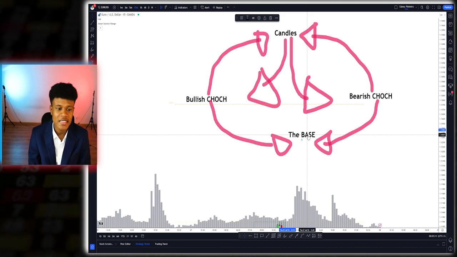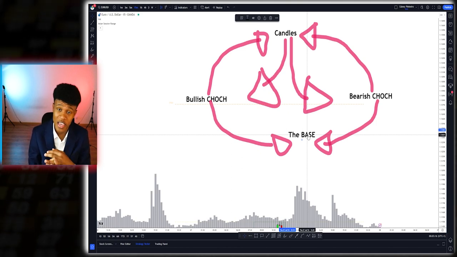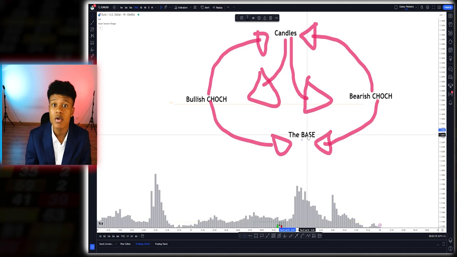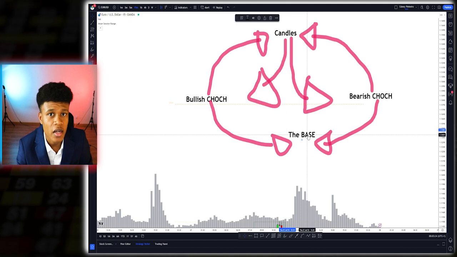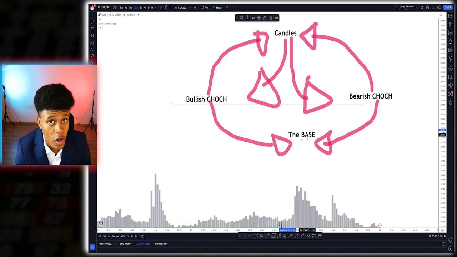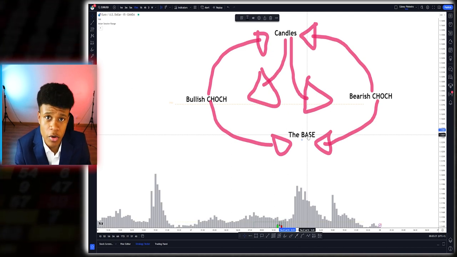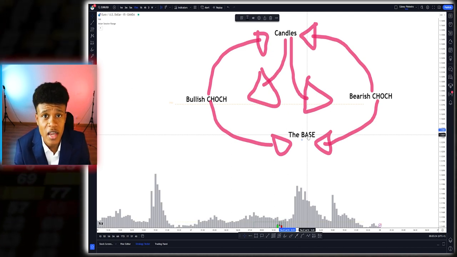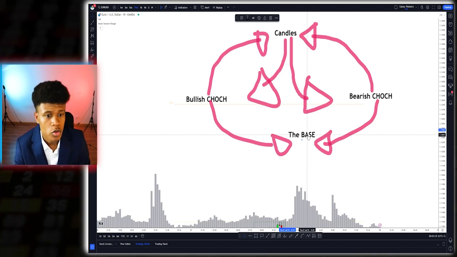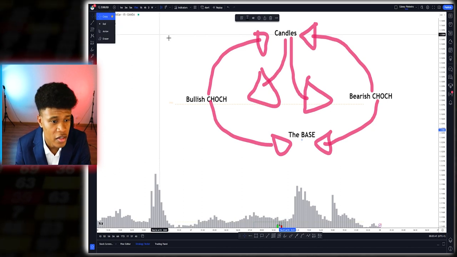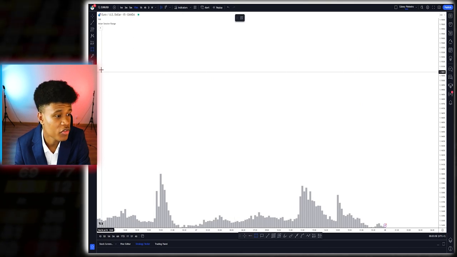If the base of the Choch is a bullish candle, we have a bullish Choch. If the base of the Choch is a bearish candle, we have a bearish Choch. And of course, if the base is bullish, we are trying to catch a long entry. We are trying to buy. If the base of this Choch is bearish, we are trying to sell. We are trying to short the instrument, the currency, whatever. So now let me start to draw so you guys can understand even better and we can continue. So as I told you guys, let's start with bullish Choch.